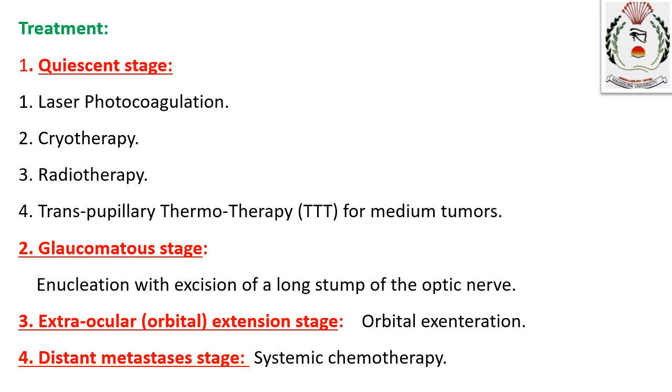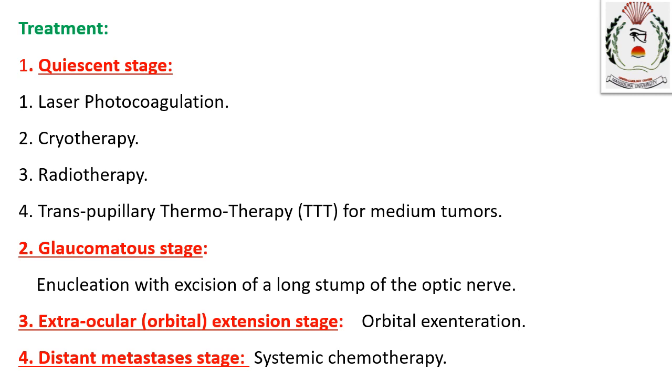If the child presents with secondary glaucoma, there is no way but to do enucleation, removal of the eyeball with part of the optic nerve, excision of a long stump of the optic nerve to ensure removal if there is optic nerve invasion.